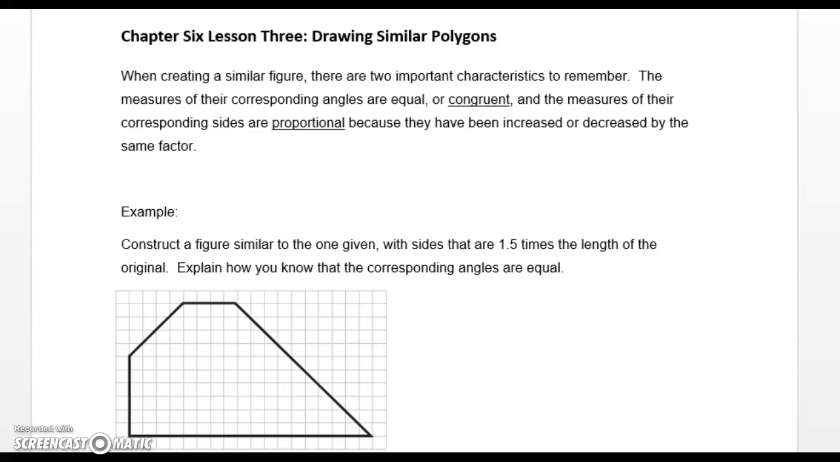Hey everyone, welcome back to the Workplace and Apprenticeship 10 videos. In this video, we're going to look at lesson 3 from chapter 6, which is talking about drawing similar polygons.